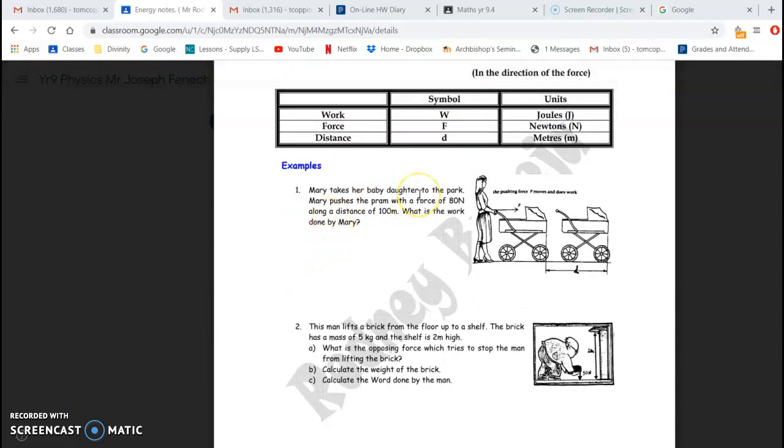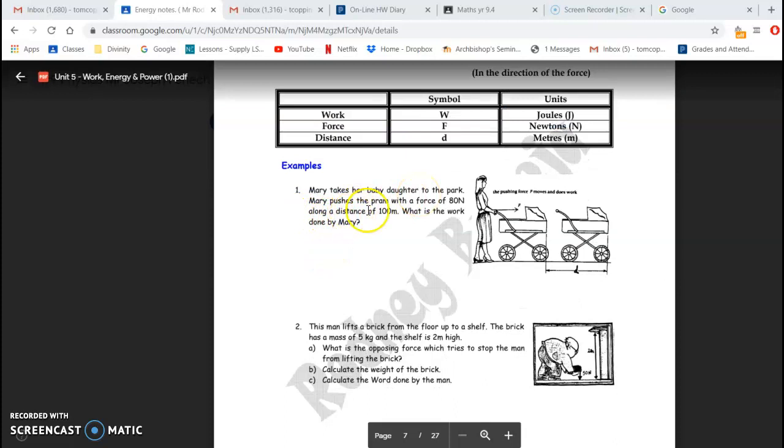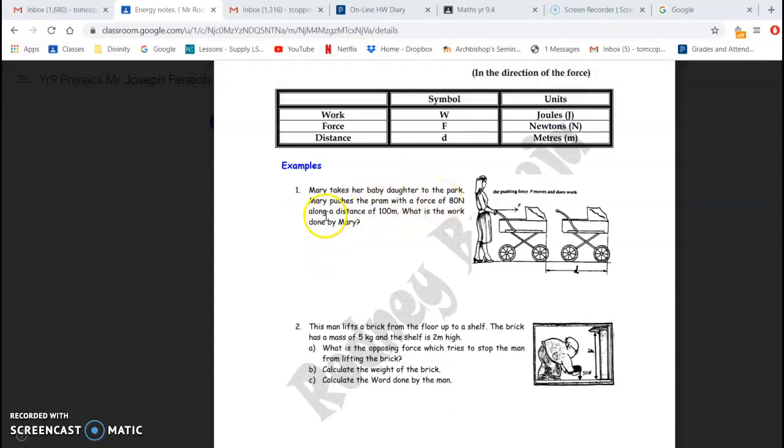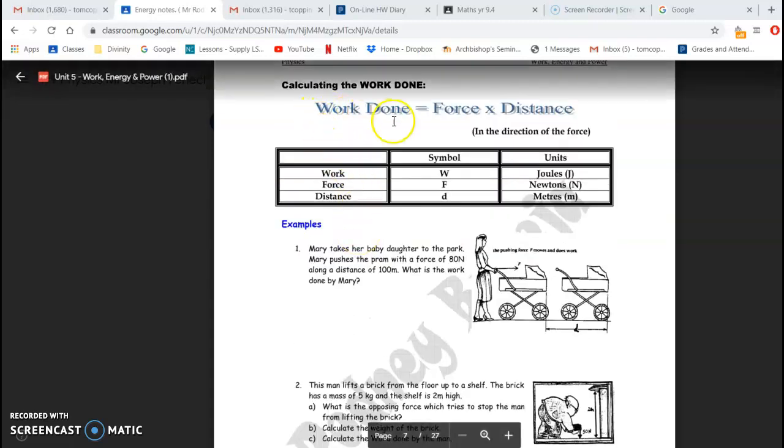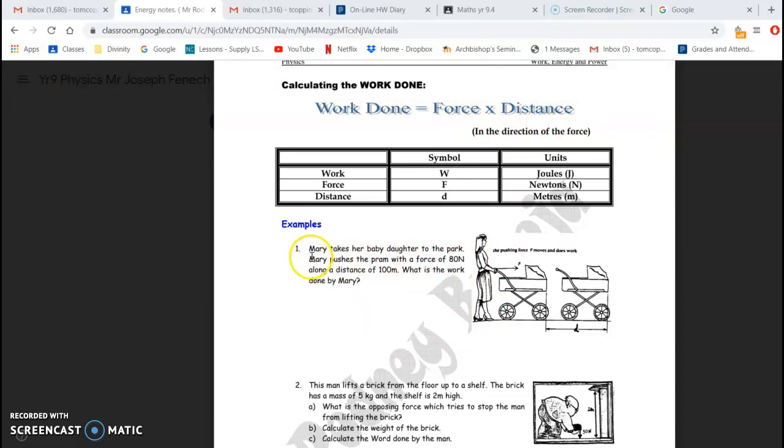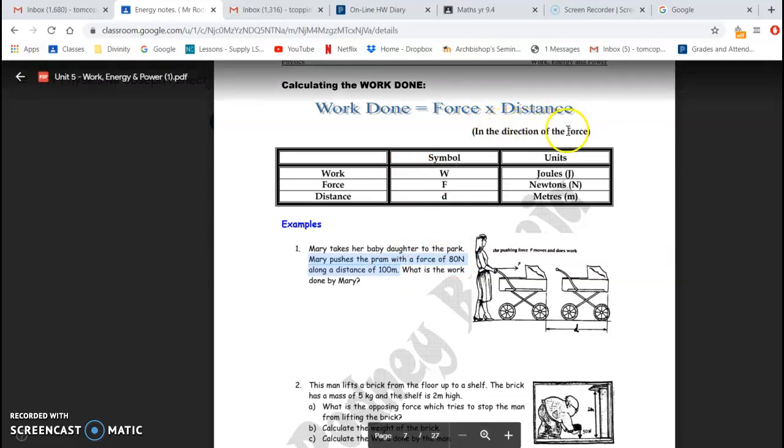So, for example, Mary takes her baby daughter to the park. Mary pushes the pram with a force of 80 newtons along a distance of 100 meters. What is the work done by Mary? We know that work done is the force times the distance. So you have your force and you have your distance. You do 80 times 100. In this case, it would be 8,000.